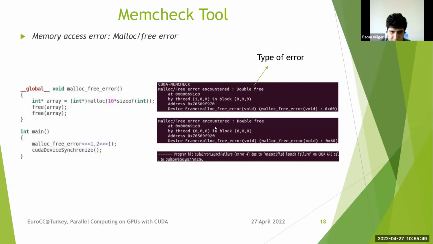And for the other thread, we again get the same error. The only difference here is the thread ID. Now the thread ID is 0, it is the first thread, and the address of the memory location is different because it creates its own array inside the kernel. And again, when we call CUDA device synchronize at the end, we will get a CUDA launch failure error with the CUDA device synchronize API.